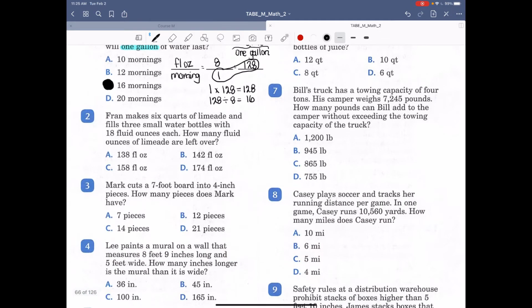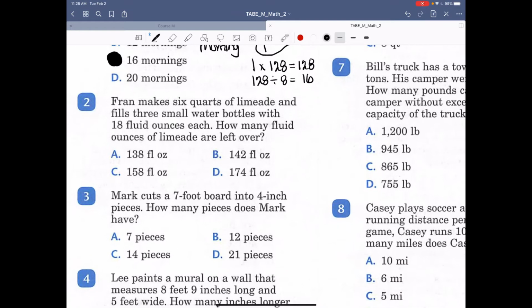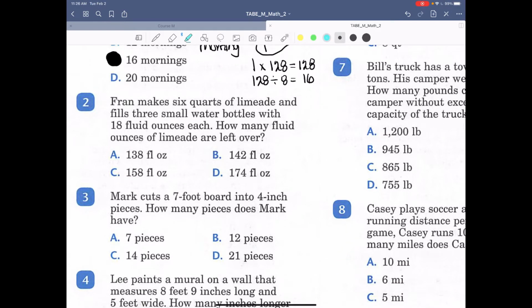Okay, number 2. Fran makes 6 quarts of limeade and fills 3 small water bottles with 18 fluid ounces each. How many fluid ounces of limeade are left over? So the first thing Fran is going to do is make the 6 quarts. So let me sketch a picture for this one.